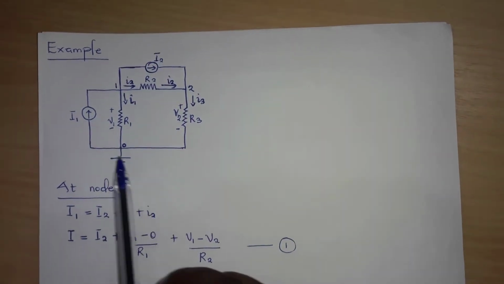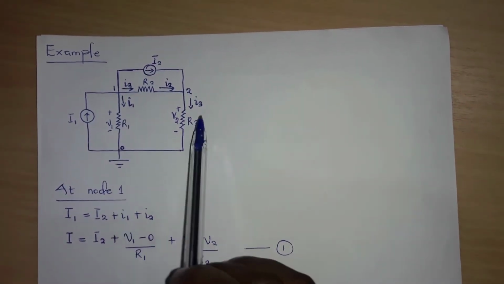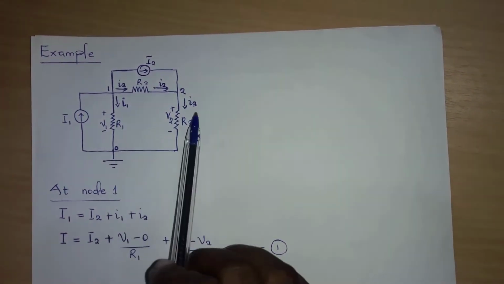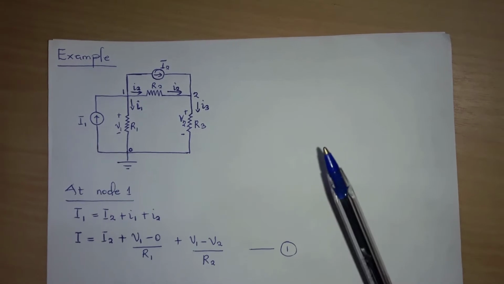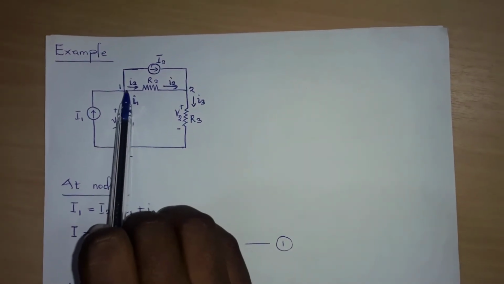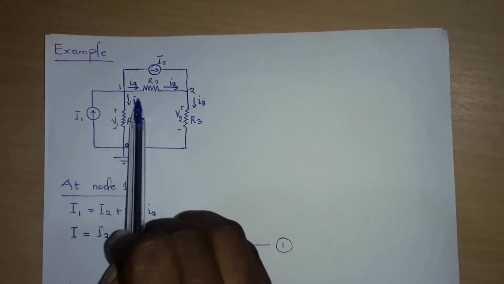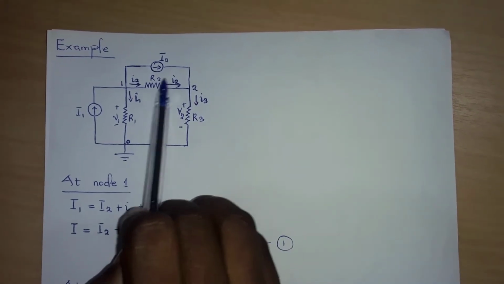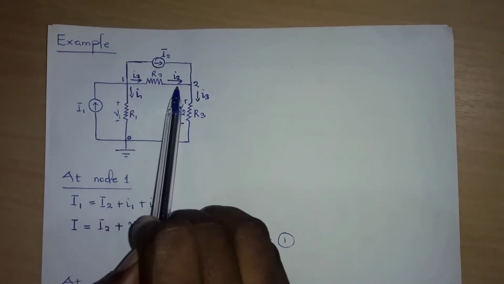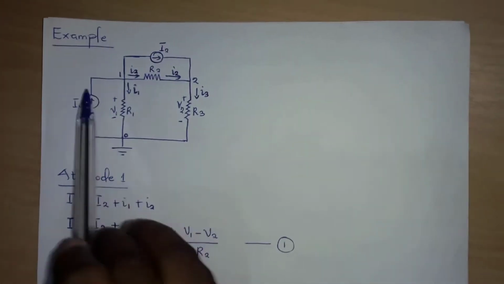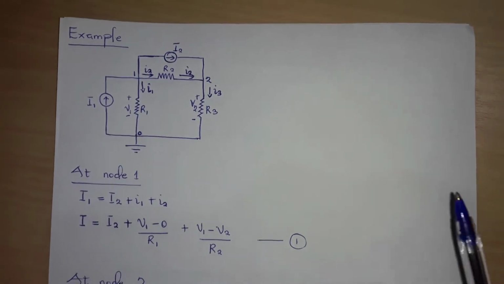So after this, we have to assign currents to the nodes. And for this example, you see that I've assigned current I1, current I2, and current I3. One thing you should note is that once you assign the current in a certain direction for a resistor, you don't assign another current at the other end of the resistor. It's the same current. So we have I2 here, I2 here. It's the same I2 that is going through resistor R2.